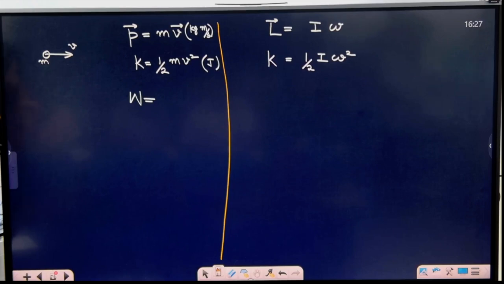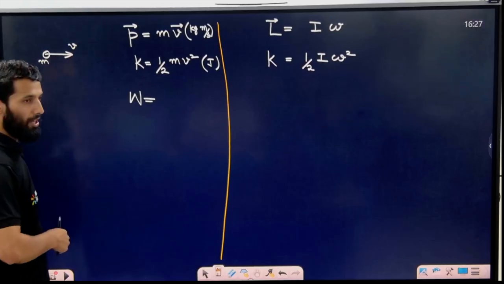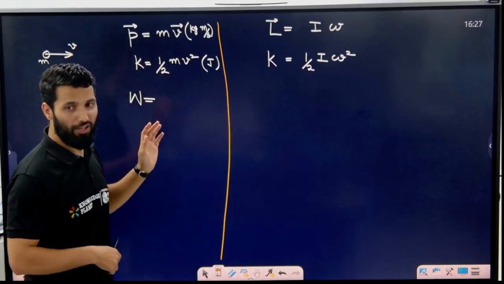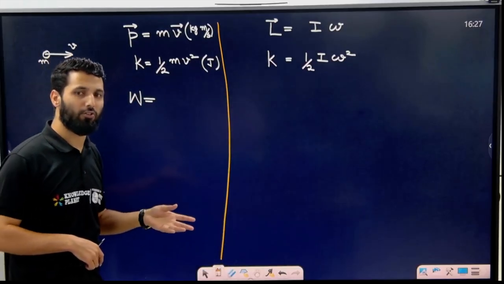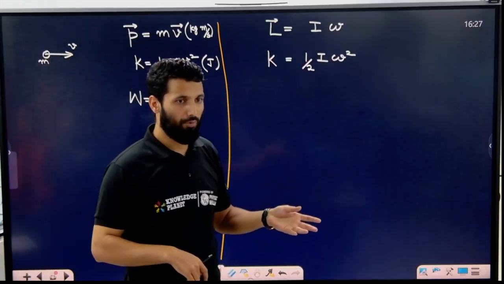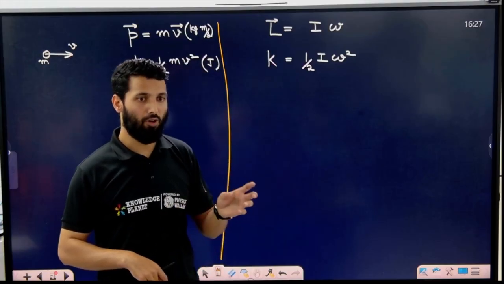How many types of multiplication do you have in vectors? Two types, dot and cross. r cross F is also multiplication, dot is also multiplication. Dot is called the scalar product, and cross is called the vector product. Why is dot called the scalar product? Because the answer is scalar. Why is cross called the vector product? Because the answer is vector.